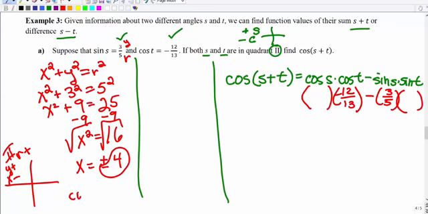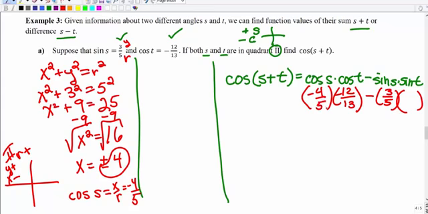So the goal was to find out what is cosine of angle S. Well, that would be x divided by r. The x value we said would be negative 4, and the r value would be 5. So we can actually come over here and fill out that information. Cosine of angle S is negative 4/5.